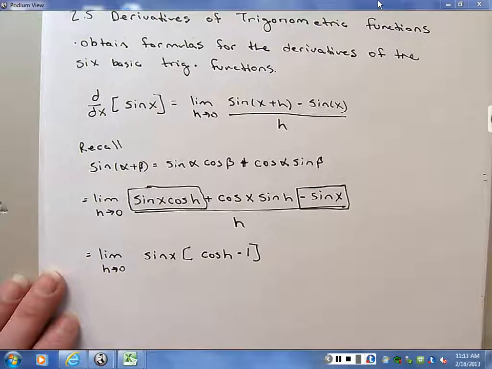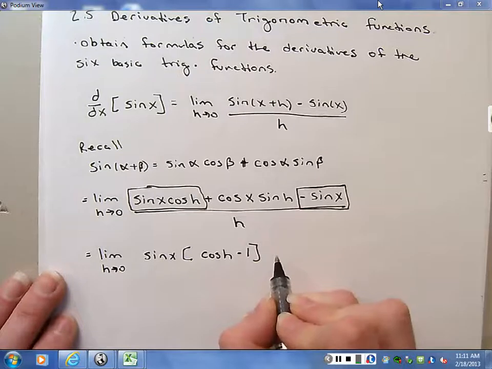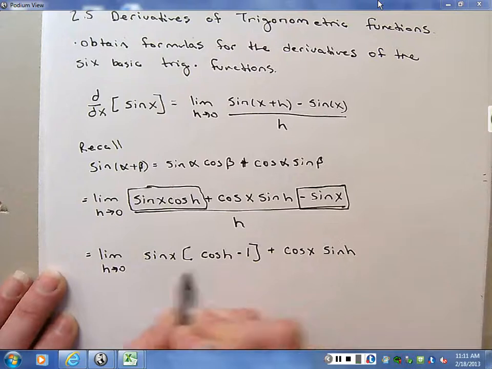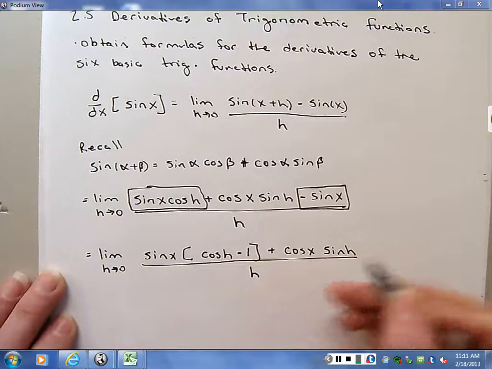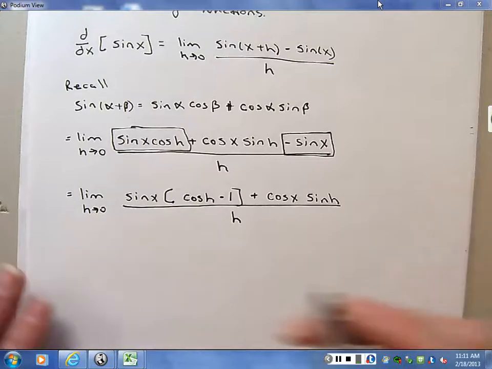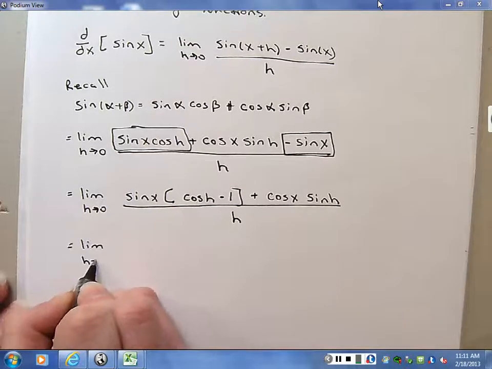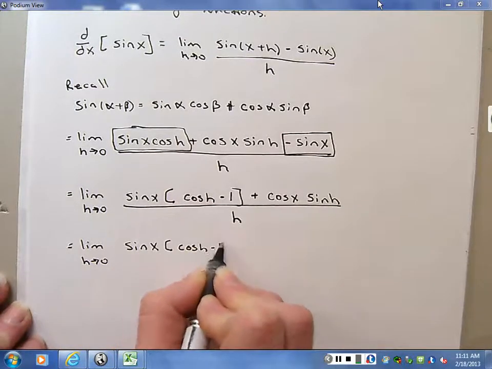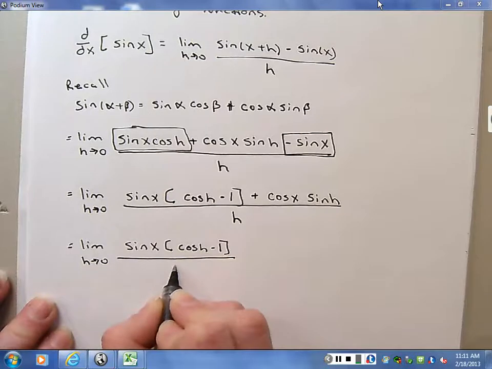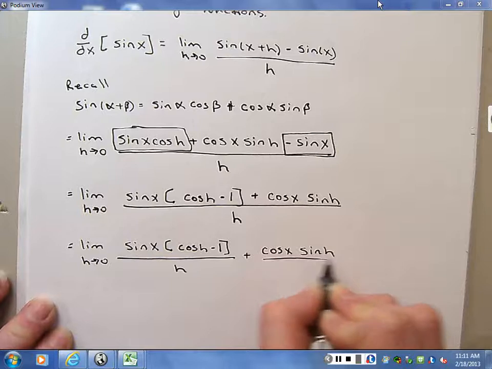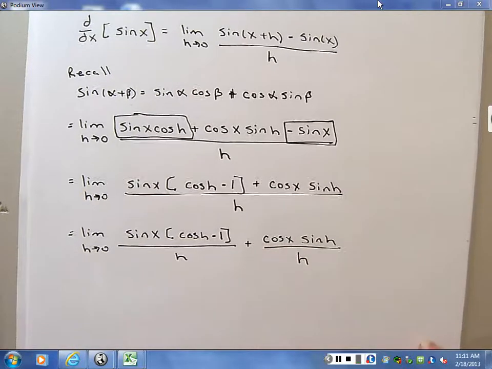So algebraically, we should be okay with that. Plus cosine of x sine of h, right? Over h. Just like one of the problems on the quiz that was like this, I can split up the h. Right? So if I do that, I have the limit as h goes to 0 of sine of x times cosine of h minus 1 over h plus cosine of x sine of h over h. Everyone agree with that?